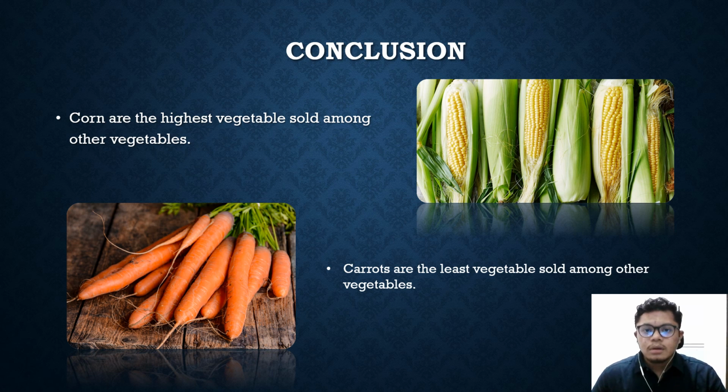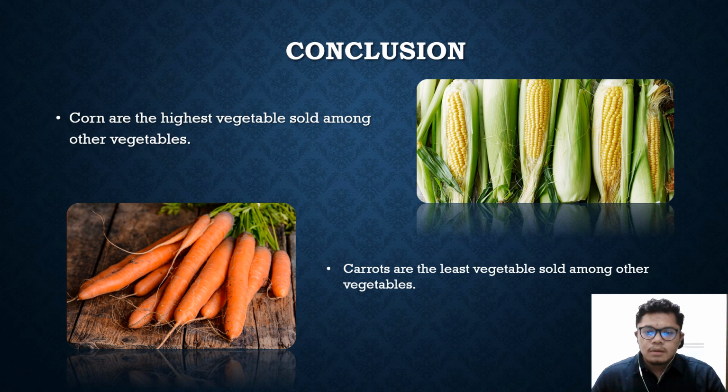In conclusion, corn was the highest amount of vegetables sold at Frank's farm stand on day 1, day 2, and day 3. In my opinion, Frank's farm stand produced good quality corn, which makes it the most vegetables sold.